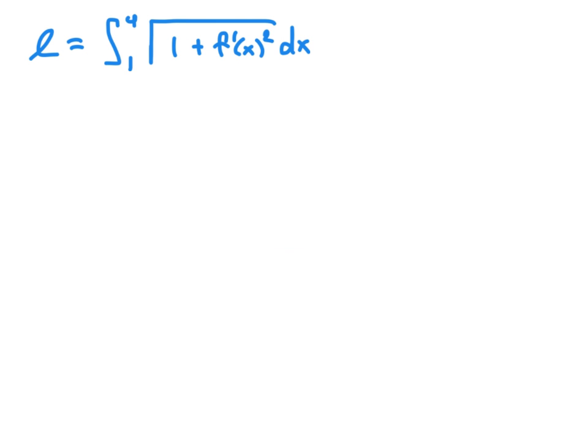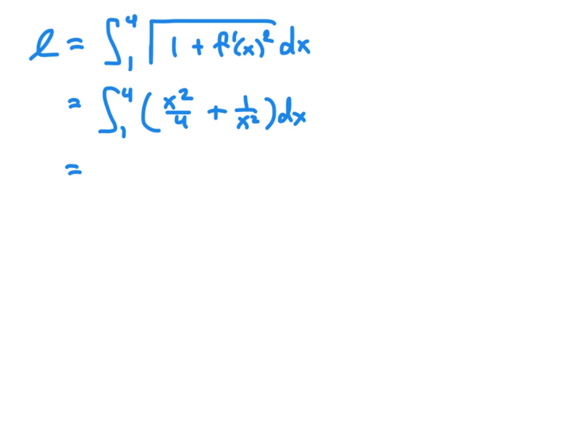So now we're ready to compute the arc length of our curve. We know that the arc length is going to be the definite integral from 1 to 4 of the square root of 1 plus f prime of x squared dx. And we've just computed this square root quantity. The square root of 1 plus the derivative squared is going to be x squared over 4 plus 1 over x squared. And so we simply have to find an antiderivative for this function, which we can do with the power rule, and then evaluate from 1 to 4.